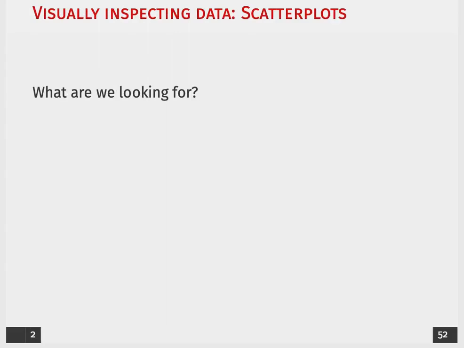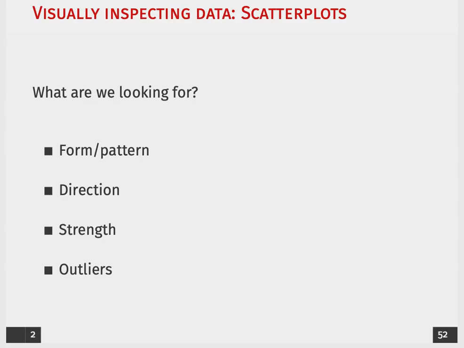So I think it's really important whenever you get any data set to first just visually inspect it using a scatter plot. And what we're looking for here is the type of form or pattern that we see displayed by the data, the directionality of the association, the strength, and we'll talk about what that means. And then also we want to note any outliers that may not necessarily fit this general association.